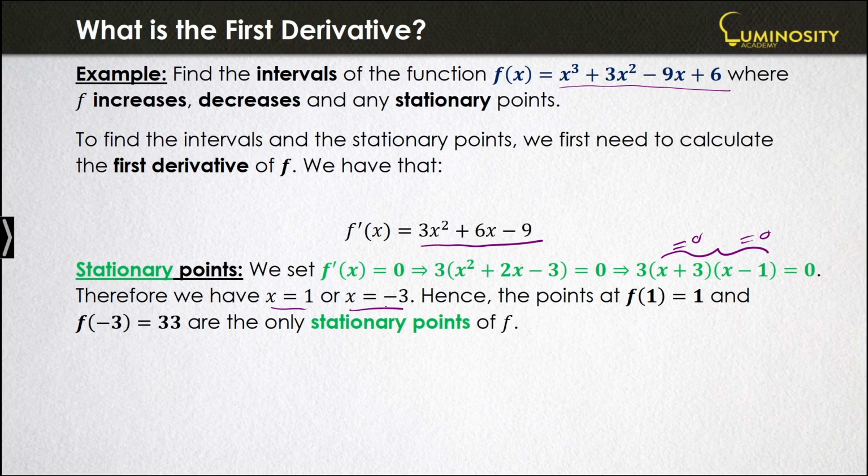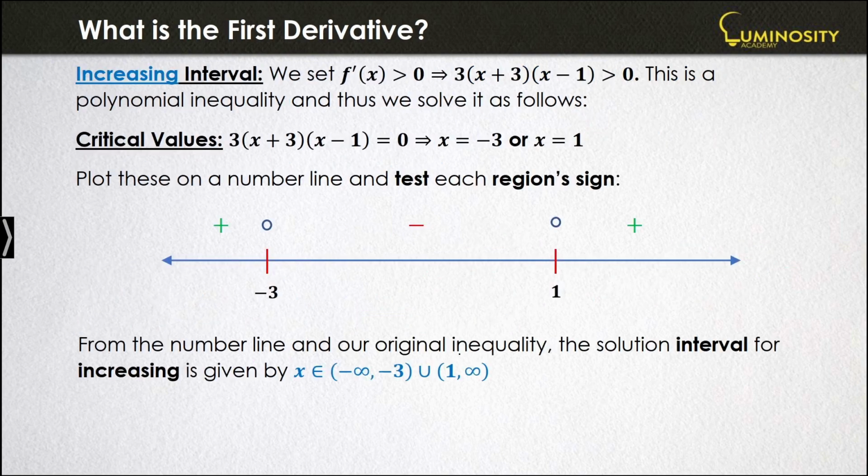So what are the coordinates at that point? Well, if I plug in f of 1 into this original expression, I'm going to get a y value of 1, because I'll get 1 plus 3 minus 9 plus 6. So I'll just be left over with 1. And then f at negative 3, if I put negative 3 in here, I'll get a y value of 33. So these coordinates here, (1, 1) and (negative 3, 33), these are the only stationary points of this cubic function.